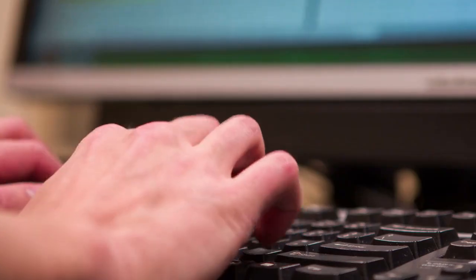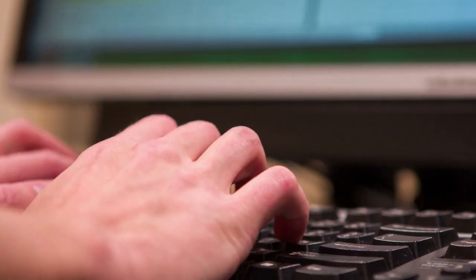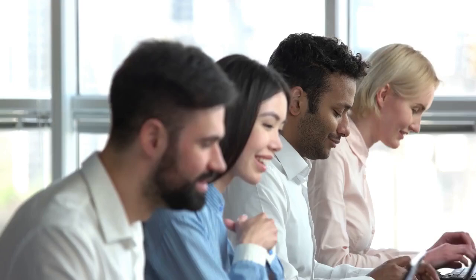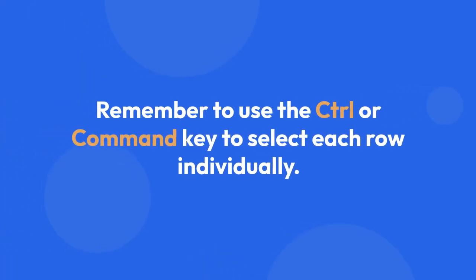Once you have all the rows selected, right-click on any of the selected row numbers and choose Delete. Excel will remove all the selected rows regardless of their positions. Remember to use the Control or Command key to select each row individually.